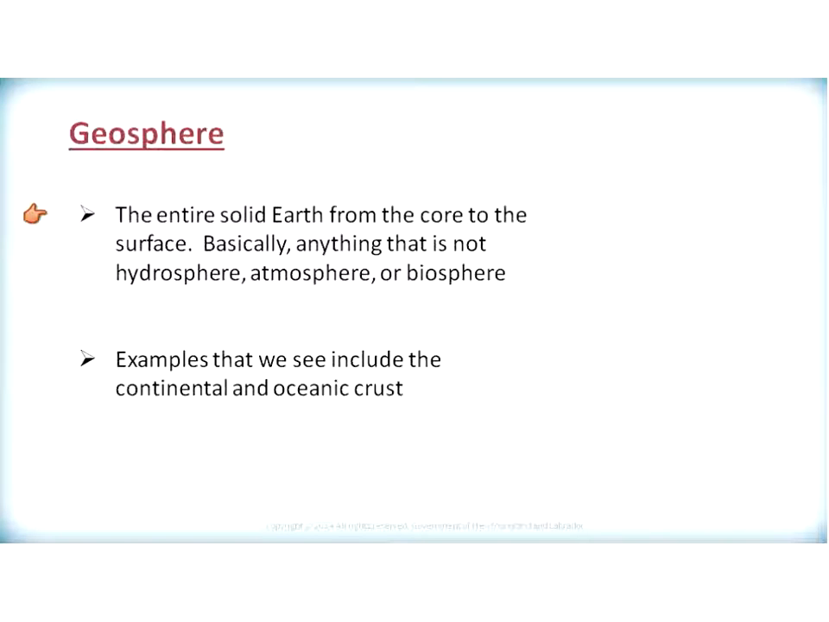When we look at the geosphere, it is the entire solid portion of the Earth that extends from the inner core to the surface of the Earth. So it encompasses the whole solid Earth. So basically, the geosphere is anything that is not the hydrosphere, the atmosphere, or the biosphere. Some examples that we see include our continental crust and the ocean crust.